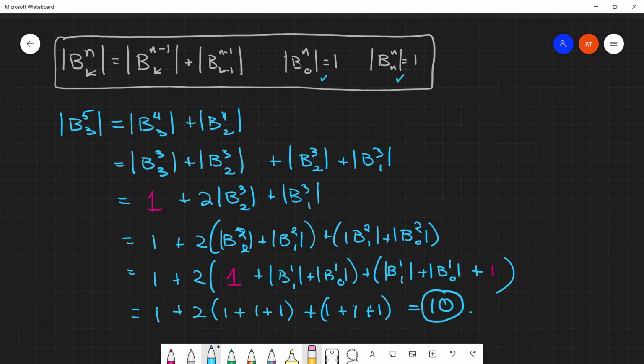And second, doesn't this seem familiar? The number of 5-bit strings of weight 3 is 10, and earlier we saw that the number of 3-element subsets of a 5-element set was also 10. Now, is this a coincidence? Stay tuned to find out.